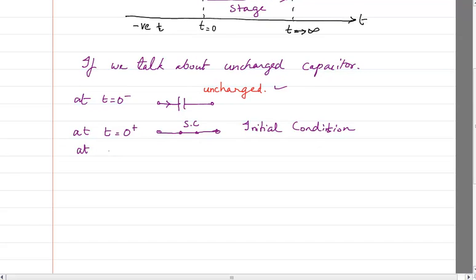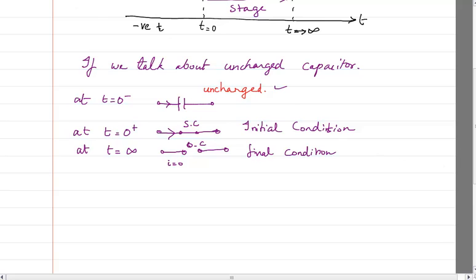And at t equal to infinity, once the capacitor is totally charged, what we will find out is that it is accepting no more charge. That means it is not allowing any more current to pass through it. Here there was current passing through, here there is no current, so I is equal to 0, it is not allowing any current. That means it is as good as an open circuit. So this is the final condition of the capacitor.